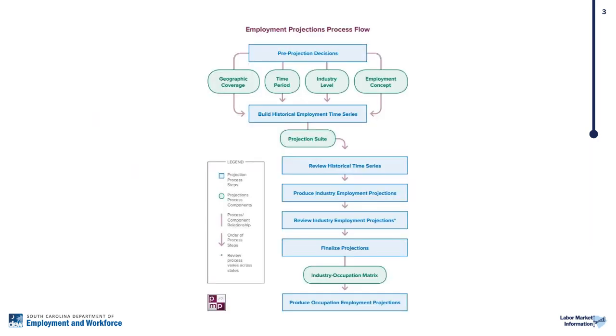So this diagram gives an overview of the projections process. Pre-projection decisions such as geography and time period lead into the building of the database of historic employment. And the software program will work through the process and produce industry employment projections before the occupational projections are made afterward.